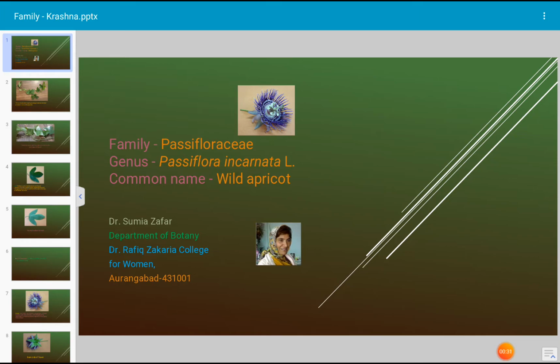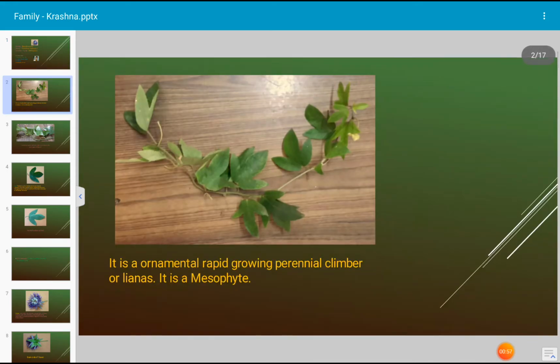used to prepare traditional medicine against hypertension, obesity and diabetes. There are reports of medicinal value of all parts of the plant. The plant spreads and grows in favorable environmental conditions by root suckers, and it covers a large area in optimum environmental conditions. It is an ornamental, rapid growing perennial climber.